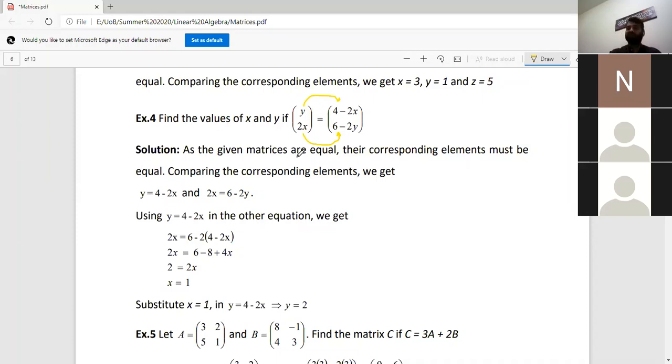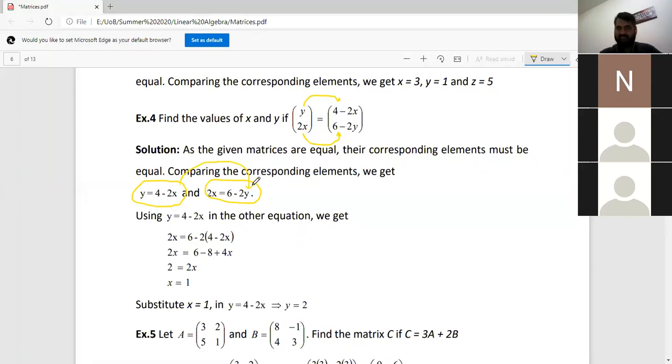Okay. All right. So if I write y is equal to 4 minus x, this is one equation in x and y. If I put 2x is equal to 6 minus 2y, this is another equation in x and y. Okay, so these two equations have to be satisfied. Now you know from high school how to solve these two equations, two equations in two unknowns x and y. We can use the value from one equation and replace it in the second. For example, y is 4 minus 2x. So I can put this y here.